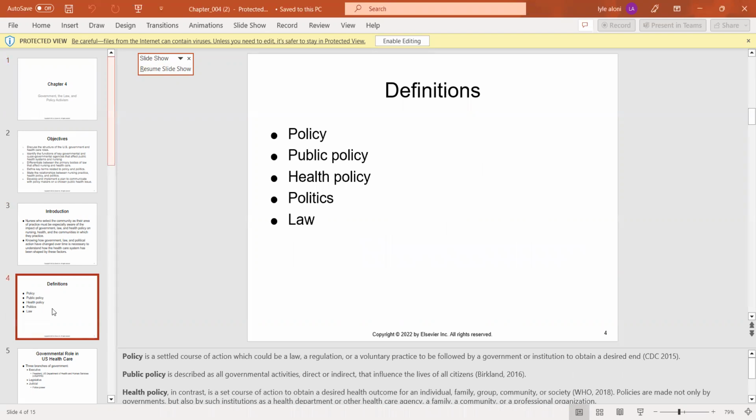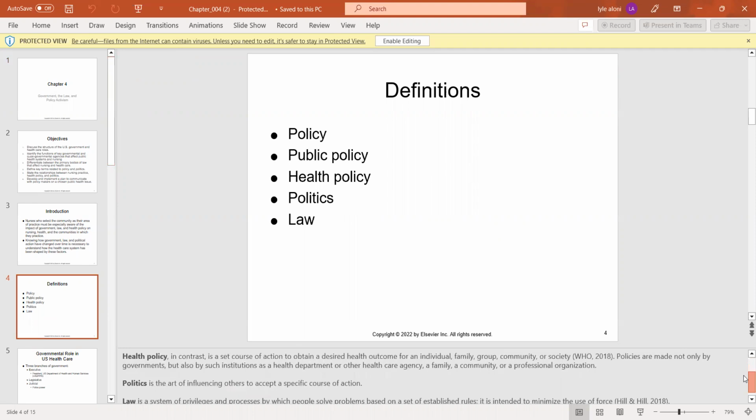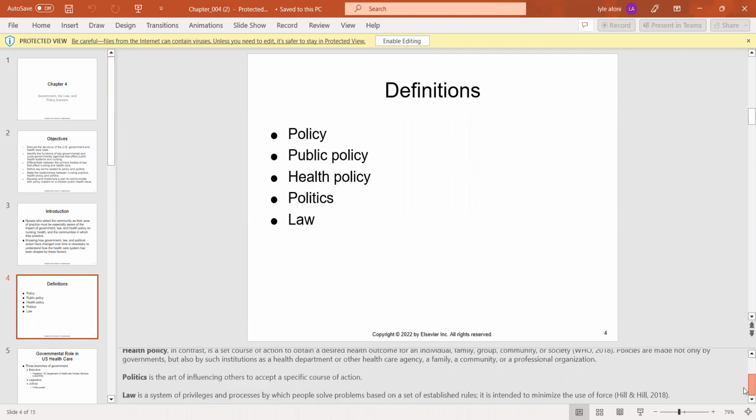Policy is a settled course of action, which could be a law or a practice to be followed by government or institution. We have public policy described as all governmental activities, direct or indirect. We have health policy, which is a set of courses of action to obtain a desired health outcome. We have politics, which is the art of influencing others, and law, which is a system of privileges and processes by which people solve problems.